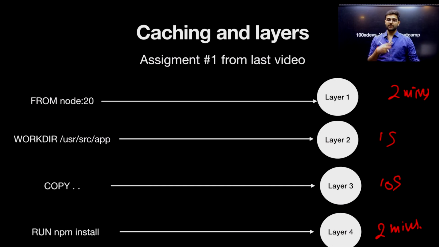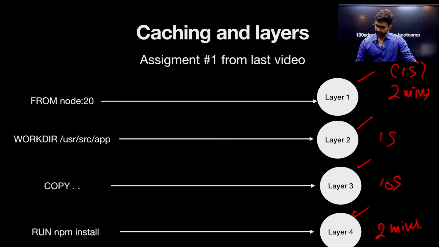But if I run the same command the second time, Docker understands that this is cached, this is cached, this is cached, and this is cached. I can reuse all of them, and everything takes about 1 second, because everything is cached. This is the benefit of caching.